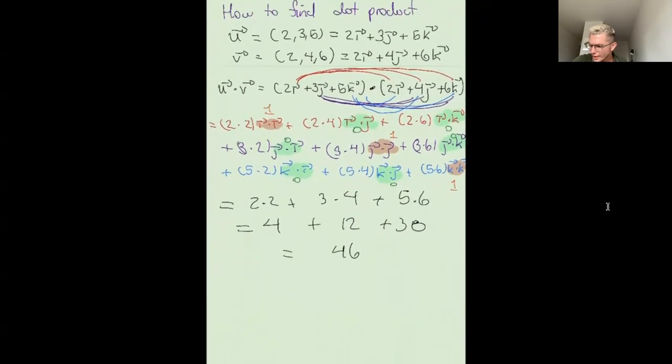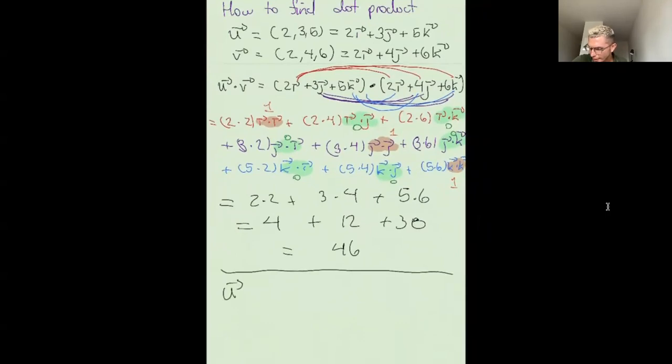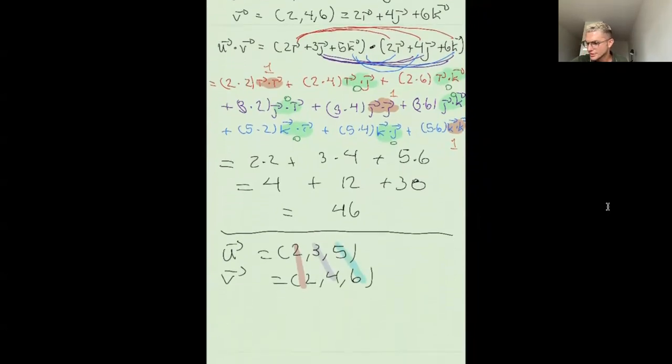To summarize, what we had is that if we had 2, 3, 5 and another vector which was 2, 4, 6, when you want to do their dot product, you just multiply their entries, right? You just match their entries, so this one with this one, and this one with that one, and then the dot product is what you get by adding together the results. So you get 2 times 2 plus 3 times 4 plus 5 times 6, and that's 46. Is that making sense?